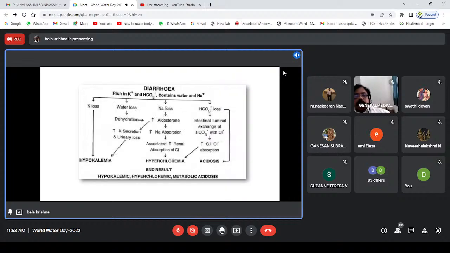The other common cause is diarrhea. Diarrhea causes loss of potassium and bicarbonate from the gut along with water and sodium. The loss of all four of these vital electrolytes causes hypokalemia and acidosis. The acidosis is from direct loss of bicarbonate from the gut, and the excretion of bicarbonate with chloride. The loss of sodium through the gut results in increased sodium absorption along with chloride. This results in hypokalemia, hypochloremia, and metabolic acidosis.